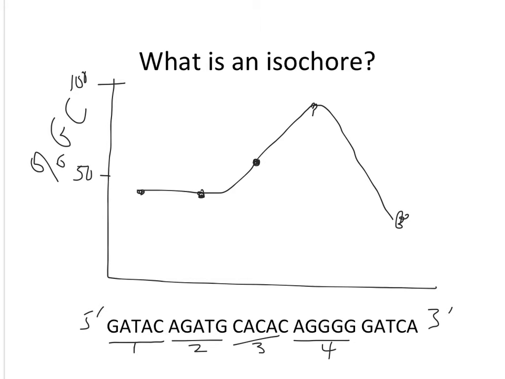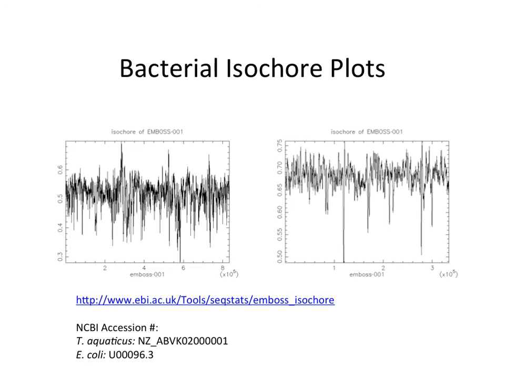What does it tell us? It's just a simple graphical representation of how many Gs and Cs there are at different points along a chromosome. And the reason I'm telling you this is because you've been voting on which organism you think has a higher GC content. There's some variation. Some of you said A, some of you said B. So here are actual isochore plots of those 2 species.